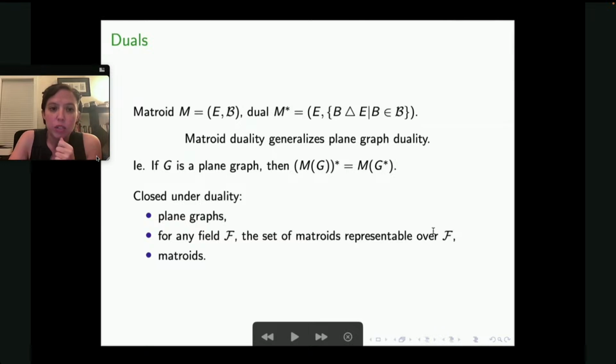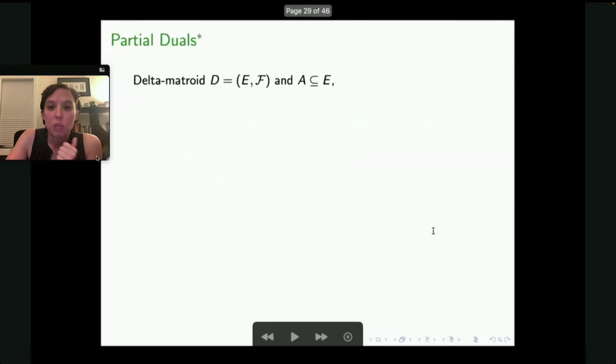And there are some interesting classes of objects that are closed under duality. Plane graphs are closed under duality. That's an interesting class of objects. The matroids representable over a given field are closed under duality. Matroids, the class of just matroids, is closed under duality. But what is so special about the whole ground set? That's the question that partial duals address.